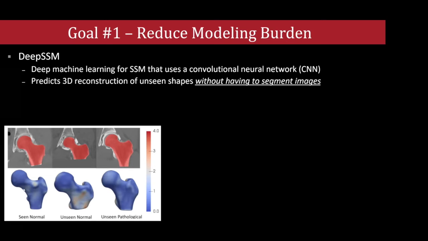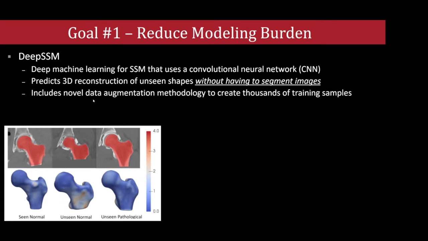I will say that these are our best images though. There are a lot of cases where it's not as good, and so we're troubleshooting some of those things. But what we're showing here with the unseen normal means that we have a new normal that goes into the data set, and we're predicting what that reconstruction looks like. And then the same thing for the unseen pathological case. So we're getting close, but there's still some work that needs to be done on this.